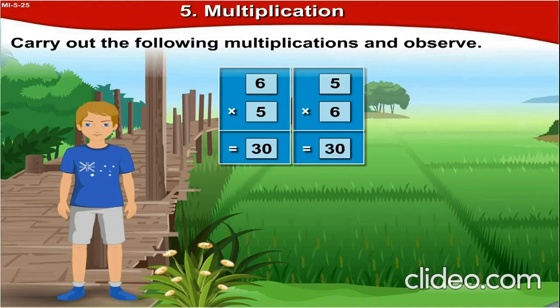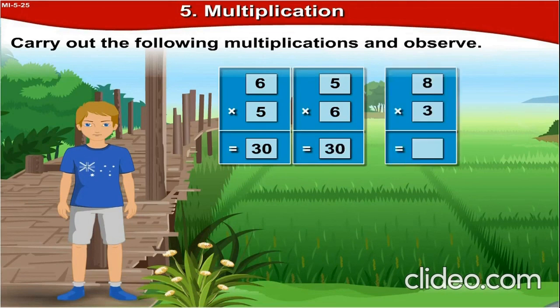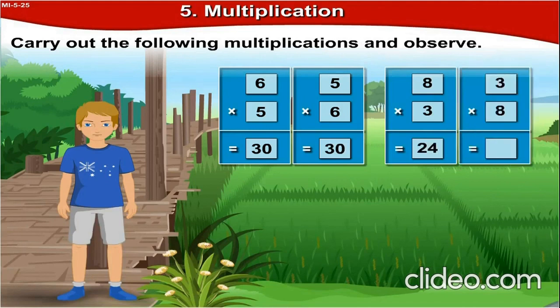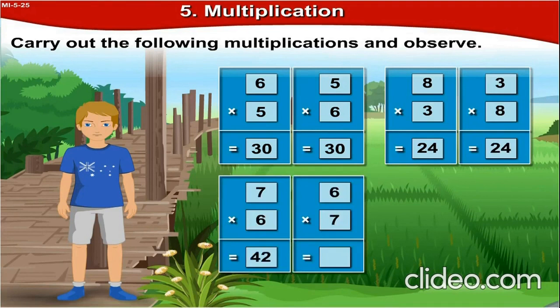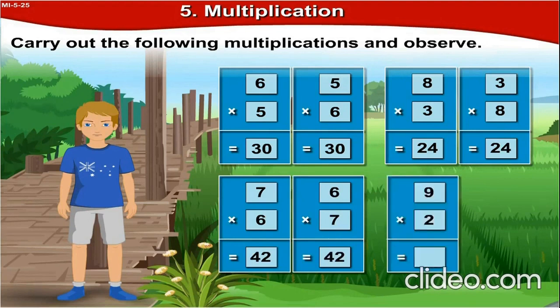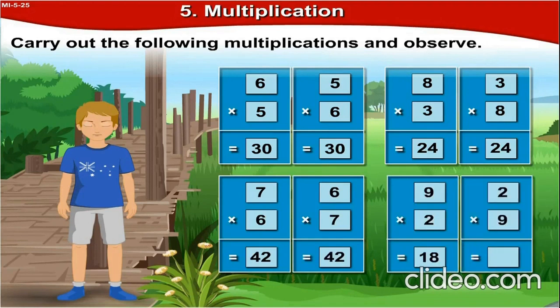Now the next sum. 8 multiplied by 3, yes, you're right, is 24. And how about 3 multiplied by 8? You're right again, that is also 24. Now the next sum. 7 multiplied by 6, yes, is 42. And 6 multiplied by 7, that's correct, is 42 as well. 9 multiplied by 2 is 18. And 2 multiplied by 9, yes, is 18 as well.